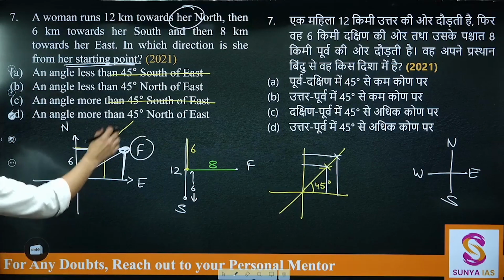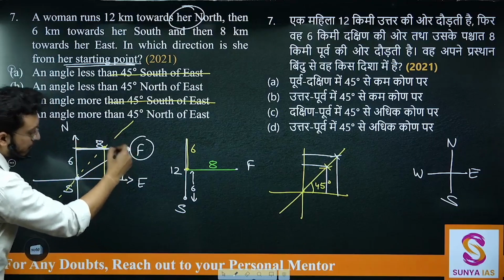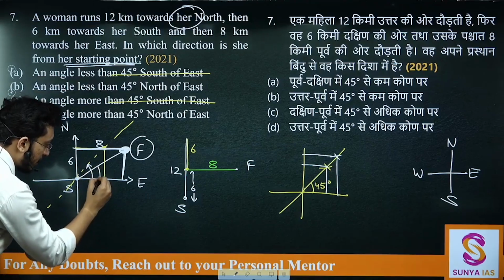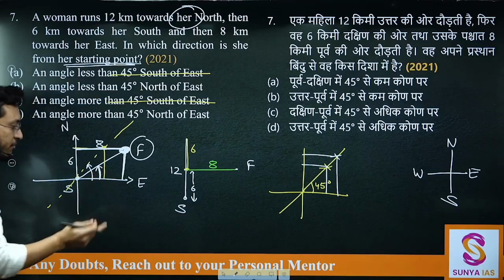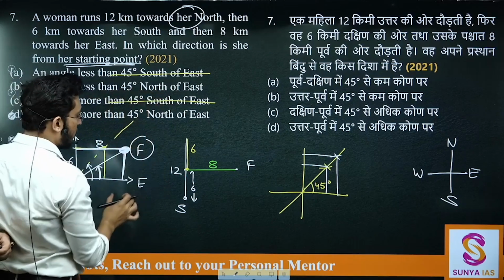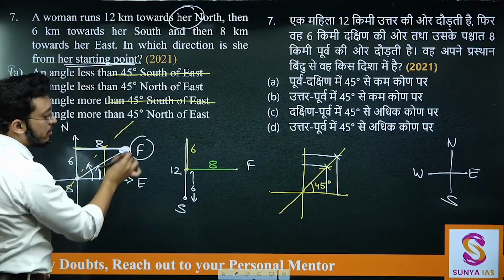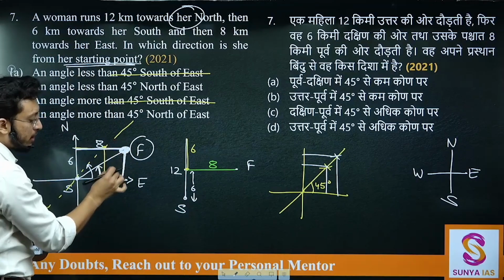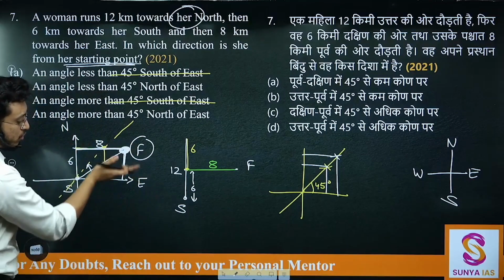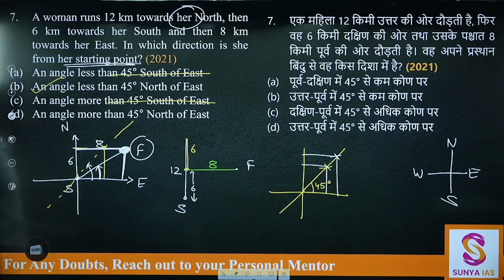Now I need to see ki whether it is 45 degree or less than 45 degree. If it is lying somewhere here in this point, then if this angle is 45 degree, then definitely this angle will be less than 45 degree. So the angle is less than 45 degree north of east. So the woman, the final point is less than 45 degree north of east, but the angle is less than 45 degrees. Let's see the next one.